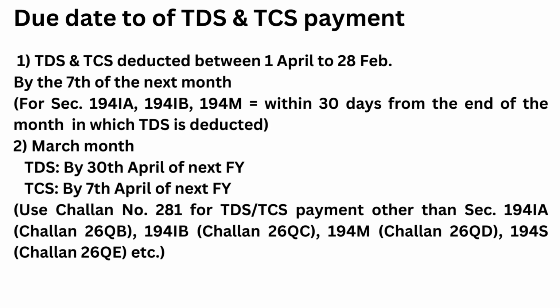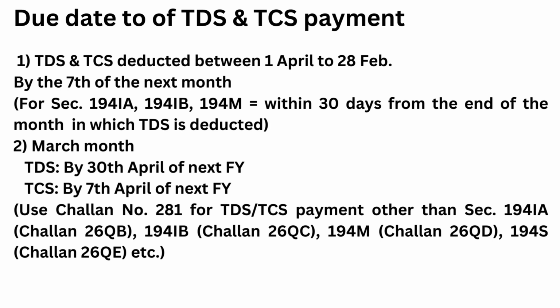TDS and TCS deducted in the month of March. For the month of March, we can pay TDS by April 30th of the next financial year. For the month of March, we can pay TCS by the 7th of April of the next financial year.